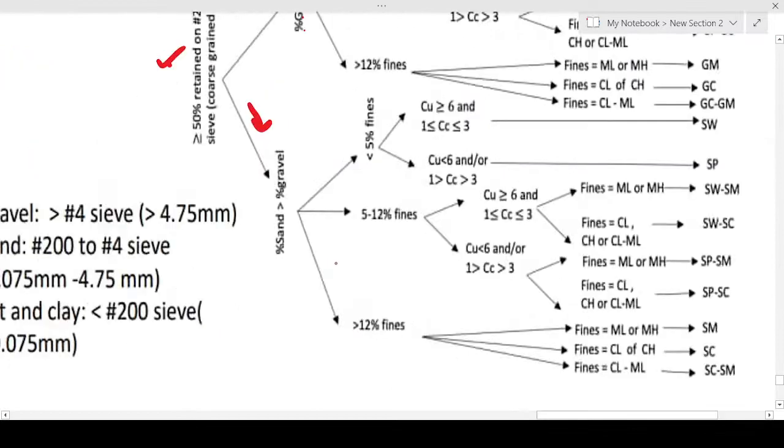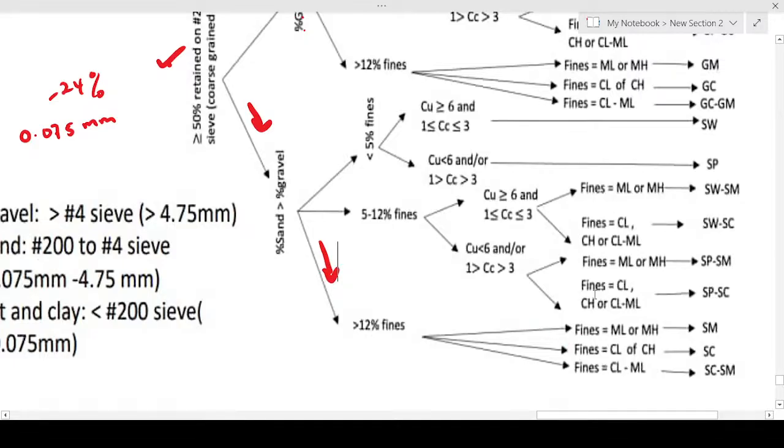Now over here we have three parts. One, two, three. Which side are we going to? They are all talking about fines. And the fines is simply the 0.075 passing through, the one that passes through. And we have 24%. So this is less than 5%, 5 to 12, this is greater than 12. So meaning that we have 24, over here too we go down this way.